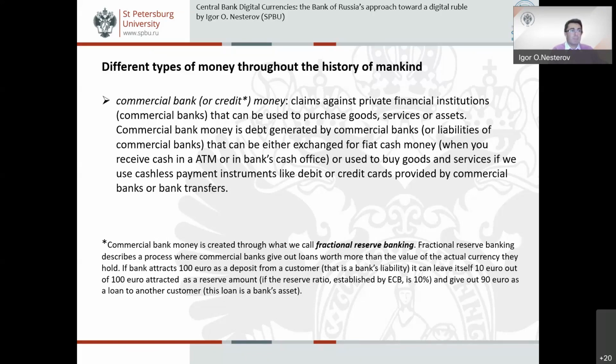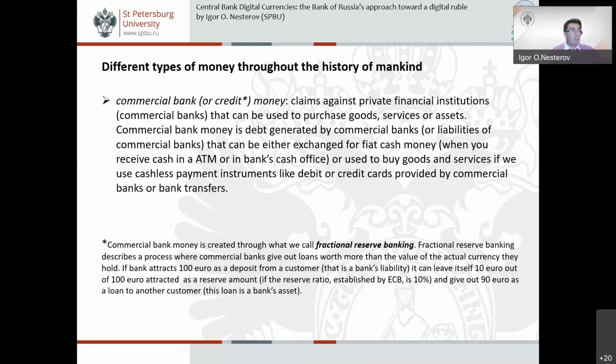So that is a liability of commercial banks that can either be exchanged for fiat cash money issued by central banks, if you receive, for example, cash at an ATM or in a bank's cash office, or these liabilities of commercial banks can be used to buy goods and services, if you use cashless payment instruments like debit or credit cards provided by commercial banks, or by using, for example, bank transfers from account to account. That is all forms of non-cash electronic money.